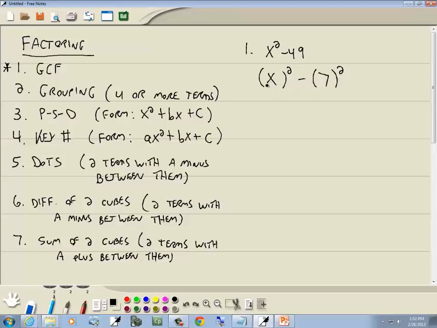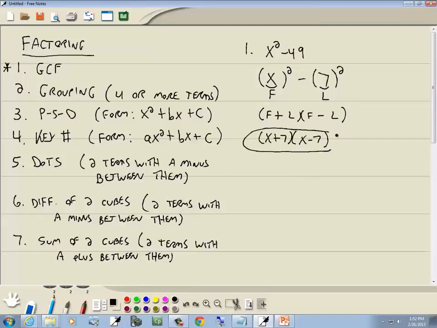This is actually a formula. I'll label this as F for what's in my first set of parentheses, and I'll label this as L for what's in my last set of parentheses. And the formula says you take what's inside your first set of parentheses, you add what's in your last, and you take what's inside your first and you subtract what's in your last. So everywhere I have an F, I'll plug in x, and everywhere I have an L, I'll plug in 7. So this becomes x plus 7 times x minus 7.